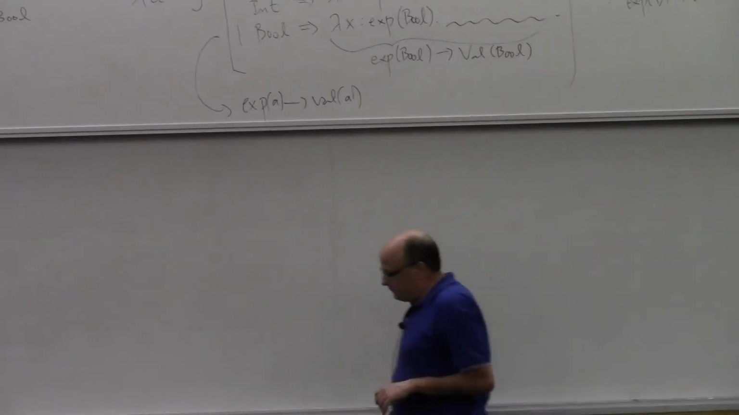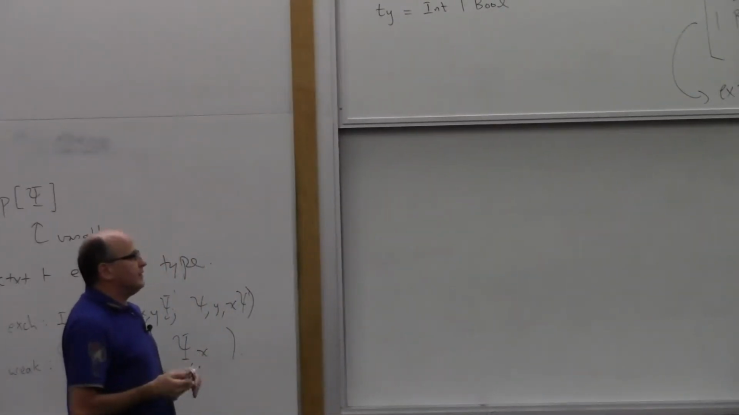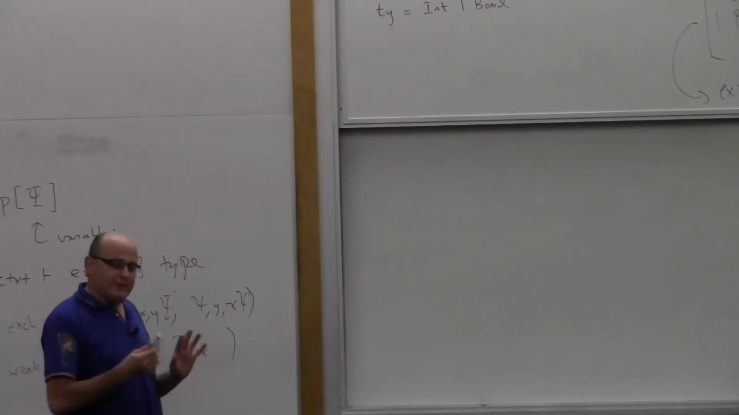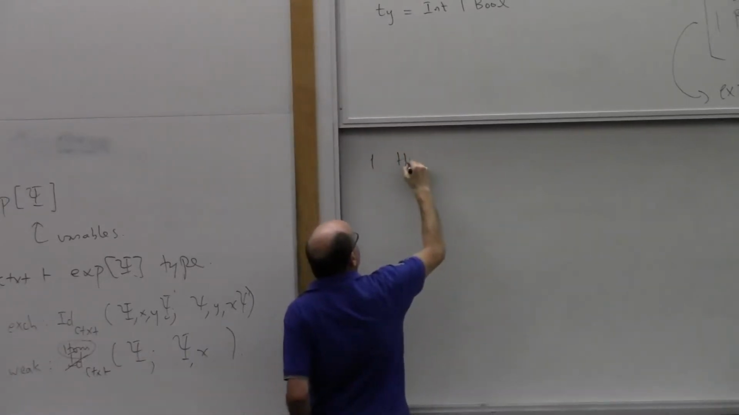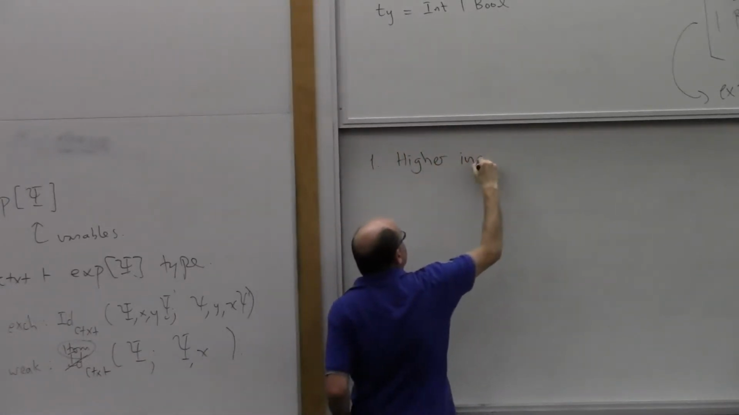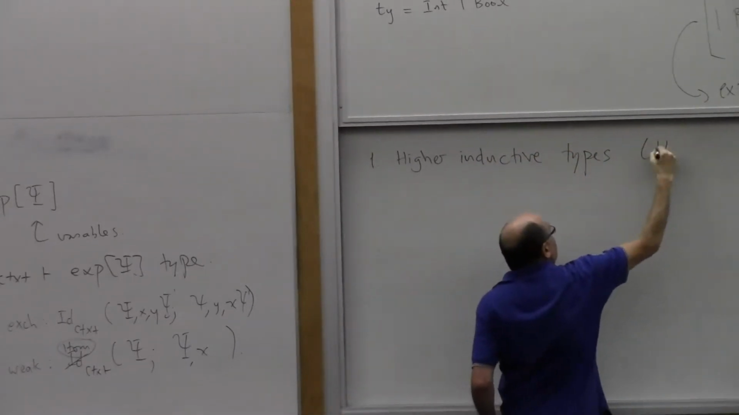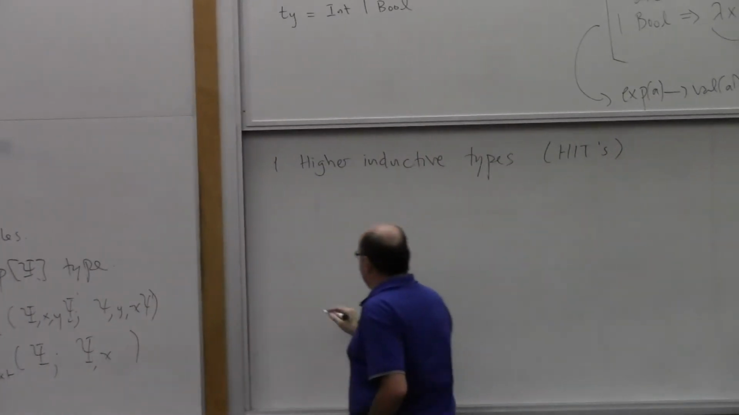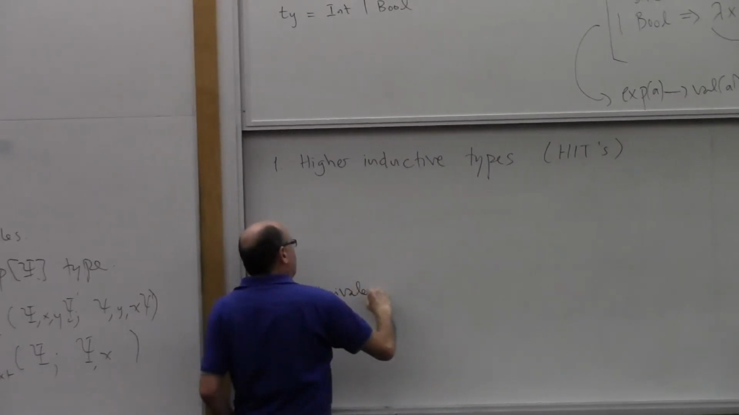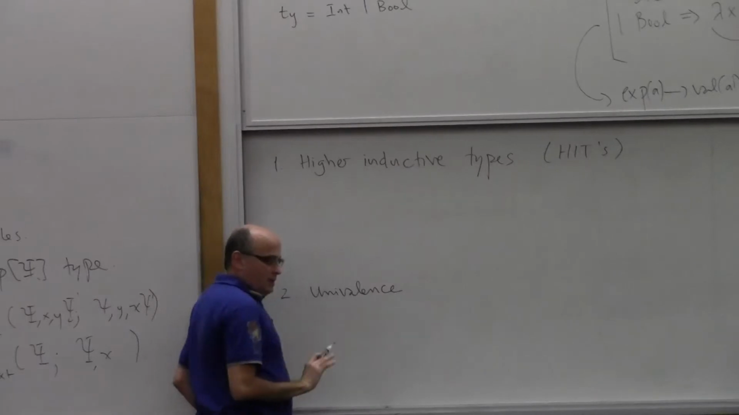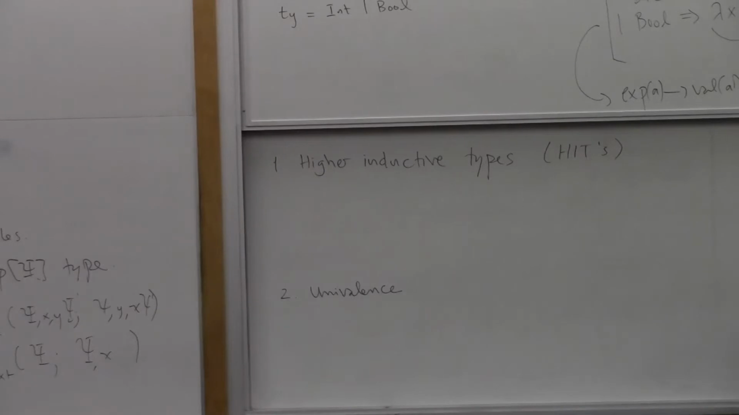And the second one will address long-standing issues, at least for me, long-standing issues in the semantics of type theory are finally being addressed in this framework. So the two main things that have come so far in my mind are what are called higher inductive types, or HITs, and the other thing is the univalence principle. Univalent universes. Univalence, let's just say univalence. I'll get back to that in a minute, okay?